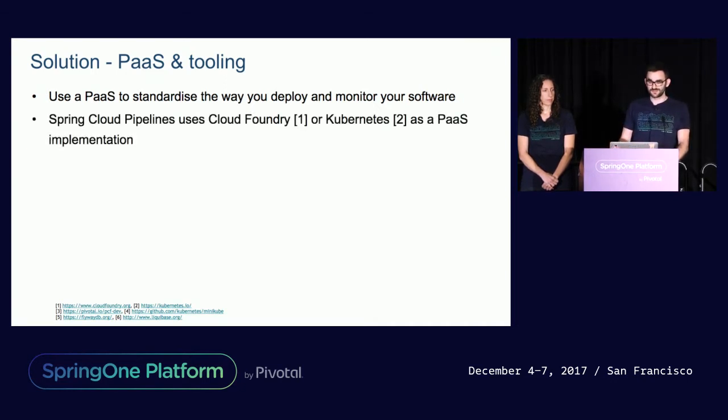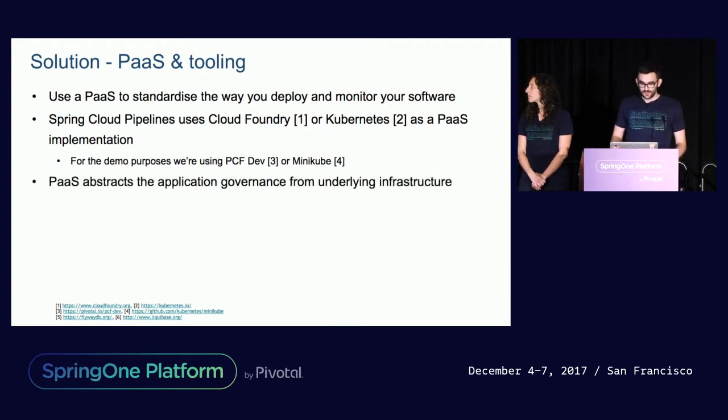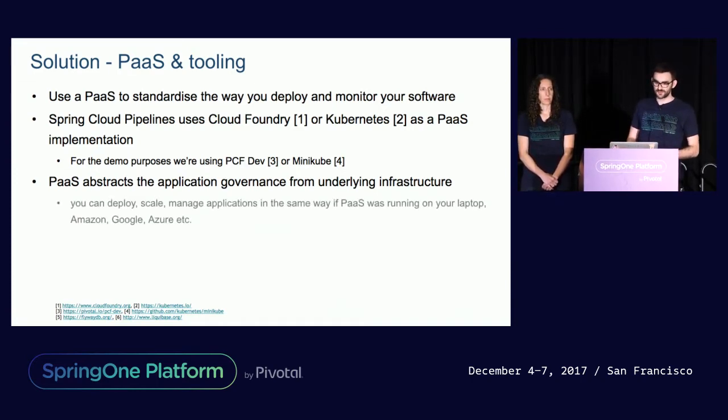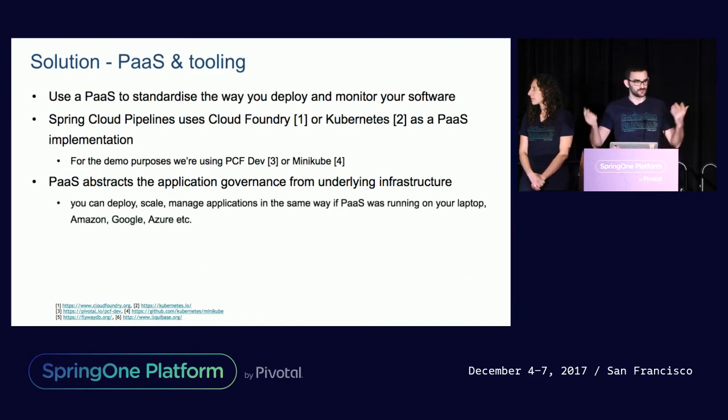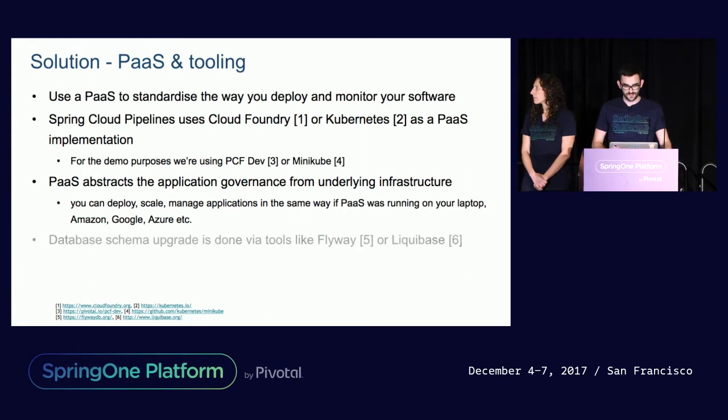So Spring Cloud Pipelines supports Cloud Foundry or Kubernetes as implementations. You can use PCF Dev or Minikube. We work with that. So why could you use a PaaS? Why does it make sense? That's because you abstract the way you govern the infrastructure, so it doesn't matter if you run your PaaS on Amazon, Google, Azure, or your laptop. You do stuff in the same or similar way.